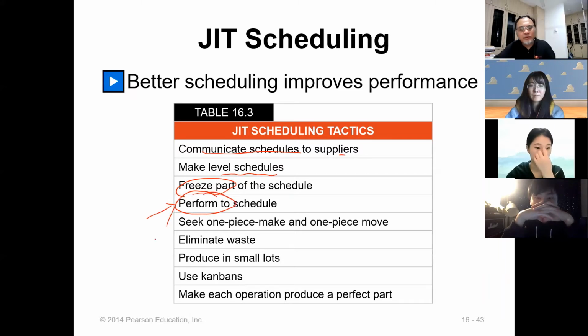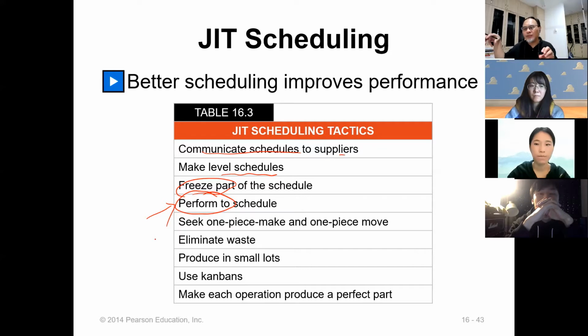And you need to perform to schedule. This is one of the most difficult things to do in production because sometimes machines break down, sometimes workers are not attending. So that's why lean is actually a perfect system. It is a system where you try to make sure it is synchronized and follows the schedule. So you need to perform to schedule. Therefore, quality is important. If you deliver defective parts, can the production run?